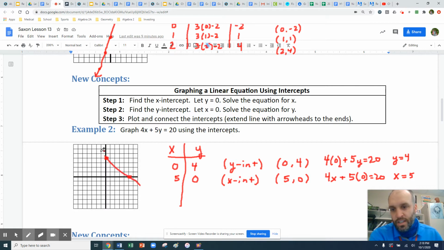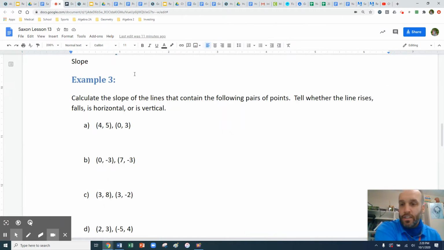So there's going to be a second way we can use a table by finding the intercepts of your equation. Once we find both those intercepts, you can graph your line. All we need is 2 points to create the line. In our next learning target, we are going to look at how we can calculate slope.